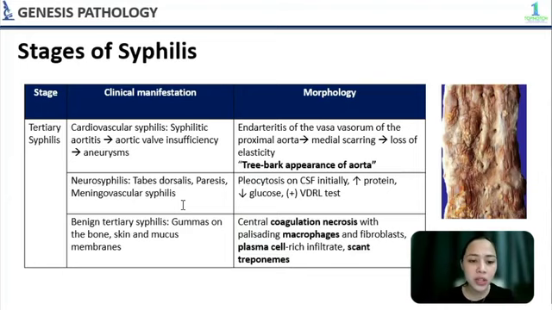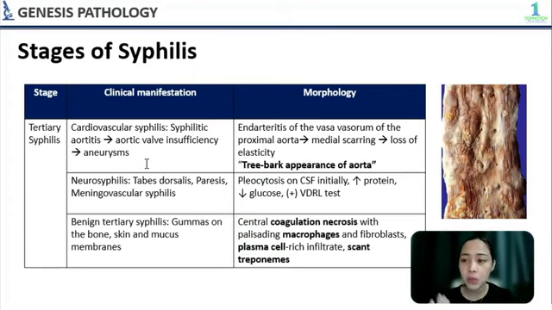So in cardiovascular syphilis, this accounts for 80% of the tertiary disease. There is endarteritis, or inflammation of the innermost layer of the blood vessels of the vasa vasorum of the proximal aorta, causing medial scarring and loss of elasticity. So nagkakaroon ng characteristic tree-bark appearance of aorta.